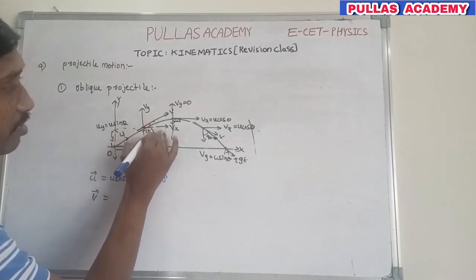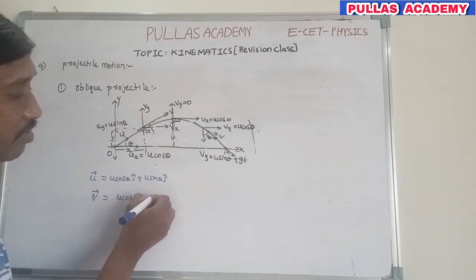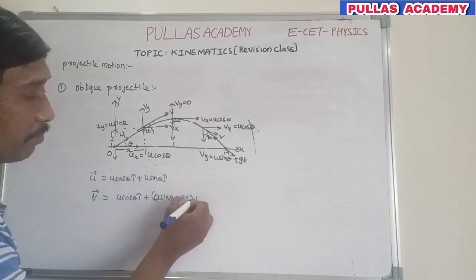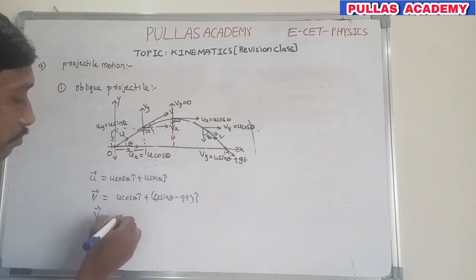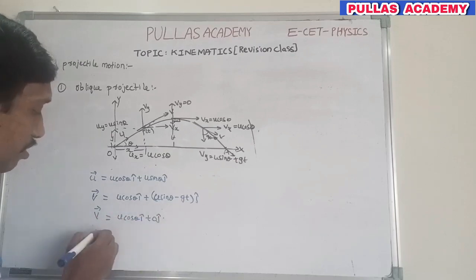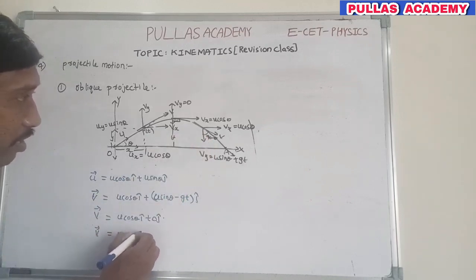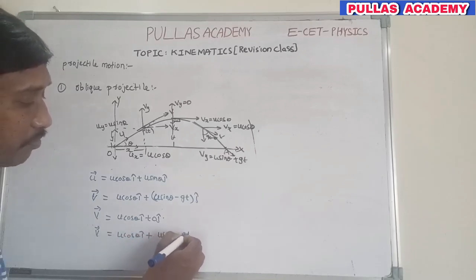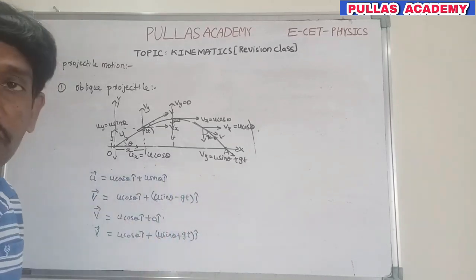What is vx? That is always u cos theta into i cap plus, here, u sin theta minus gt into j cap. Next, at the highest point, velocity is u cos theta into i cap plus the vertical component is 0. Next, velocity at the instant of position, that is u cos theta into i cap. Next, the vertical component is u sin theta plus gt into j. That's the formula. Okay, so in this way, these velocities change.